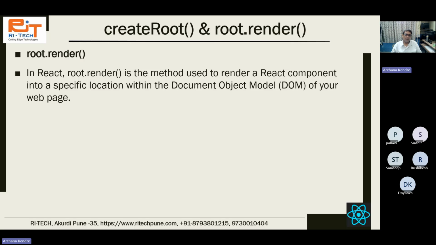In React, root.render is the method used to render a React component into a specific location within the document object model, the DOM, of your web page. So root.render is the method used to render the React component into a specific location within the DOM of your web page.